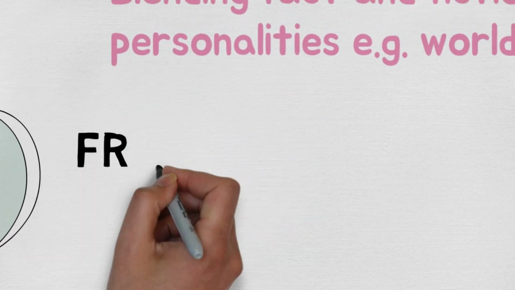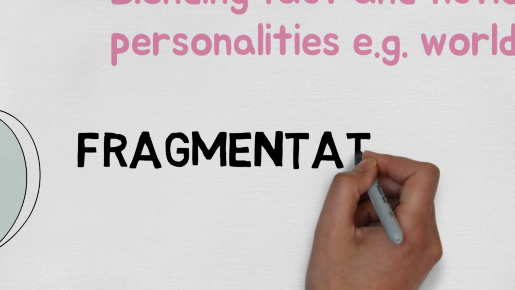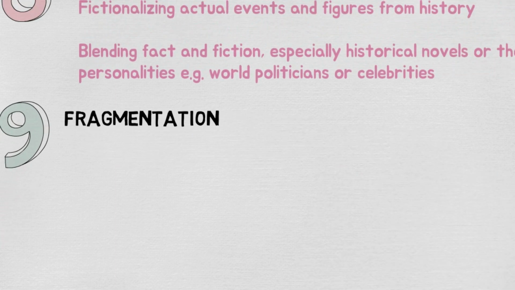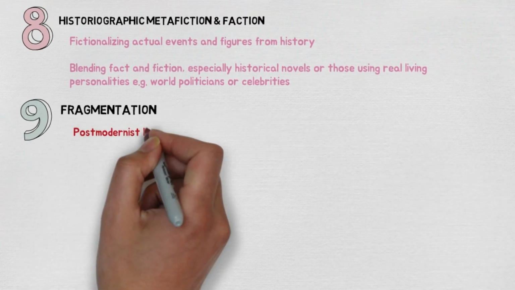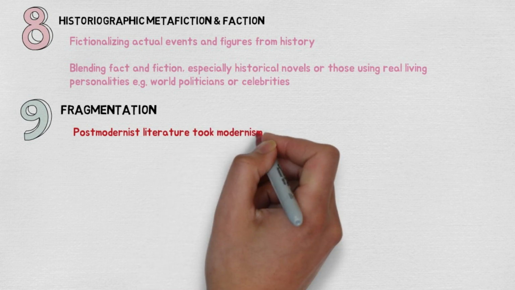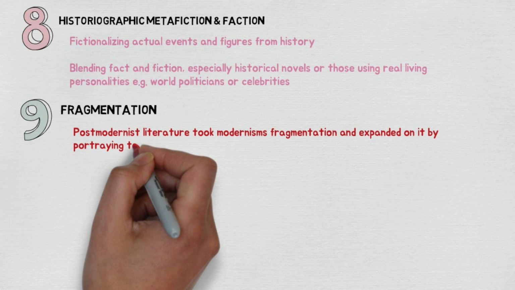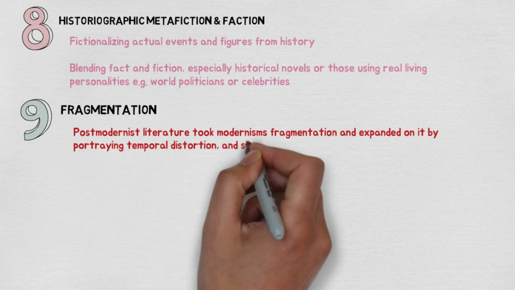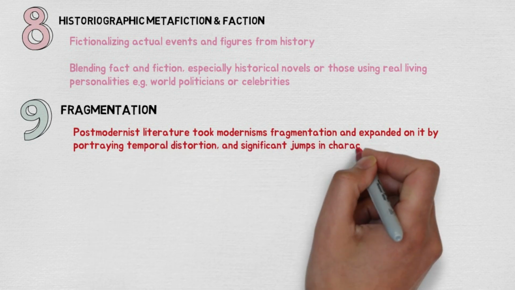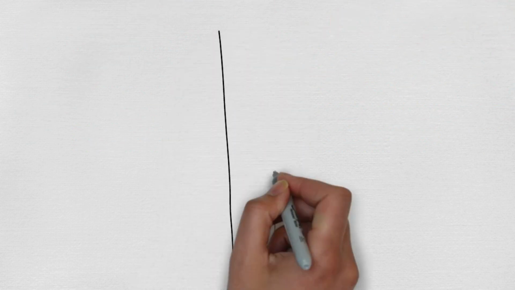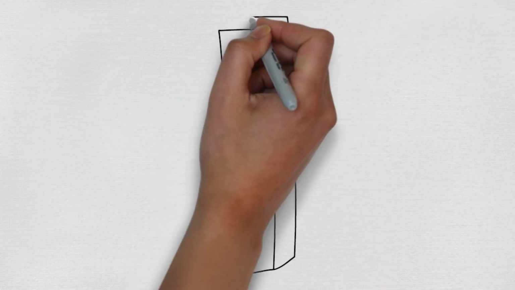The number nine element of the postmodern age is fragmentation, on which we had a very long talk in part one. So, fragmentation is basically a fragmented or distorted piece, right? So, postmodernist literature took modernism's fragmentation and expanded it, portraying temporal distortion and significant jumps in character and place.